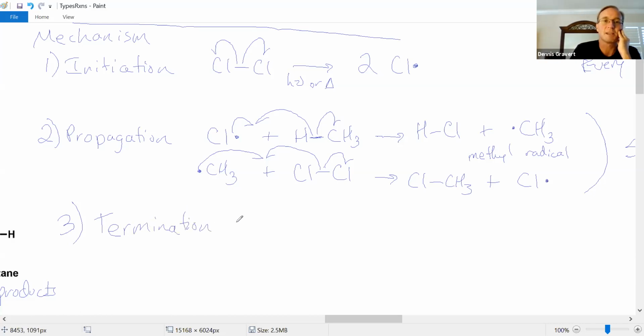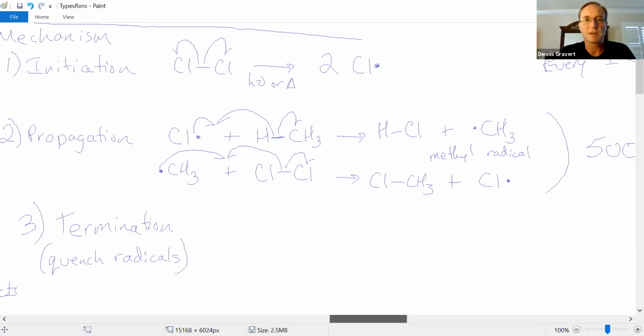And I should say termination steps. There's multiple ones. The pattern here is to quench, or get rid of, the radicals. So what's really going on here? Well, as these molecules all bounce around in here, right? So let's start all over.